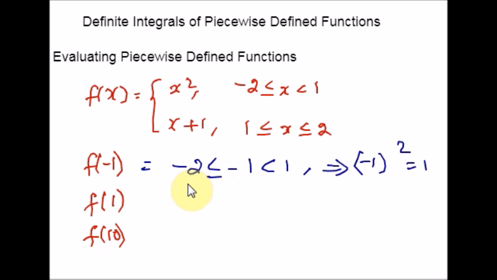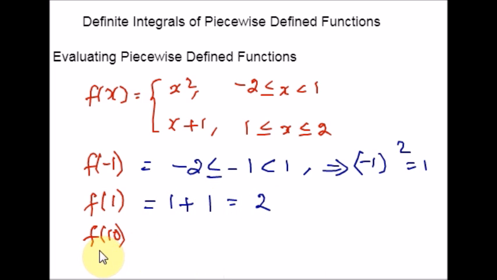Same way, if I wanted to evaluate f of 1, I'm going to use the bottom rule, since 1 lies in between 1 or 2. So we are going to use the bottom rule. Bottom rule is x plus 1. So this is going to be 1 plus 1, which is equal to 2. Does this make sense to you so far?